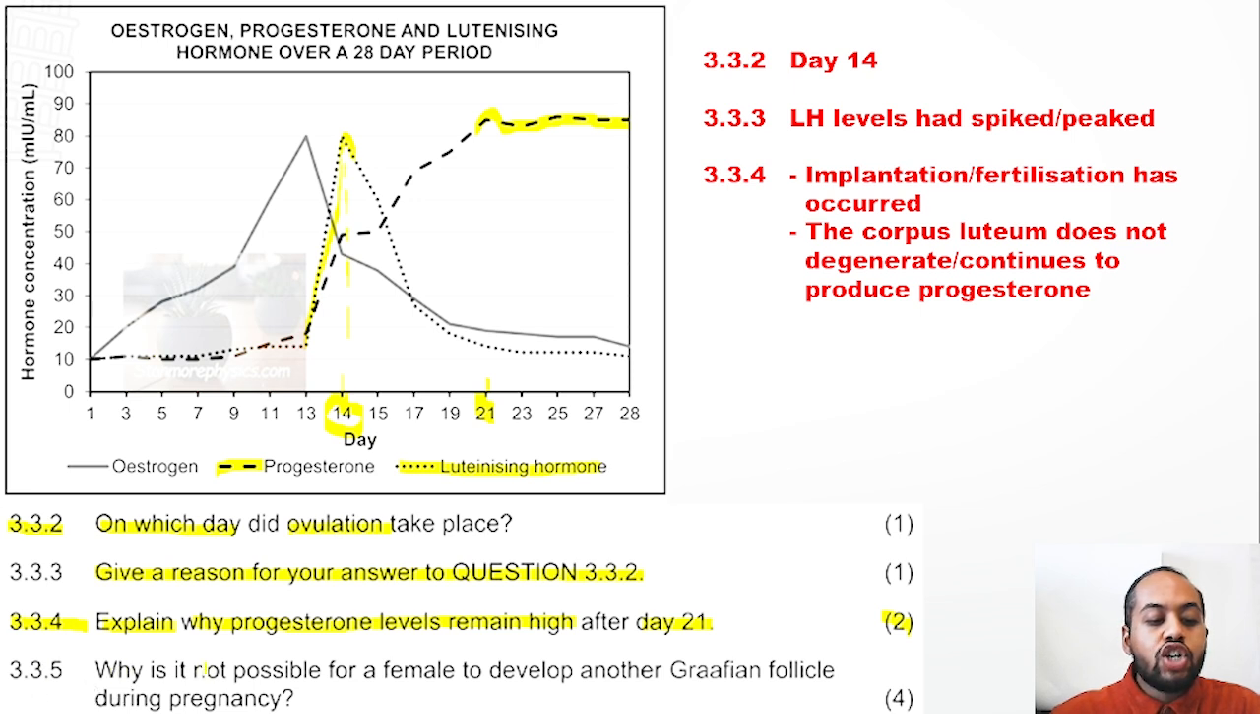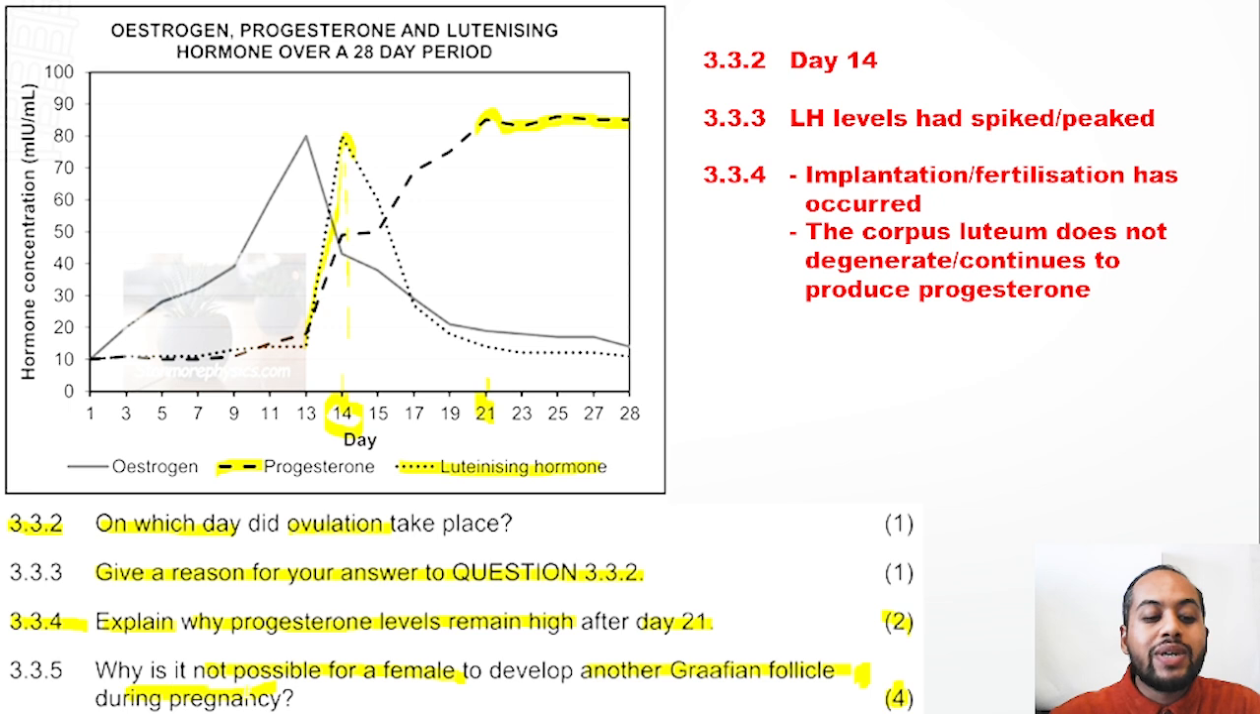3.3.5, why is it not possible for a female to develop another Graafian follicle during pregnancy? There's 4 marks for this question. Please take note of that. This question is something that could be examined. Please make sure you understand what this is about. Why is it not possible for a female to develop another Graafian follicle during pregnancy?